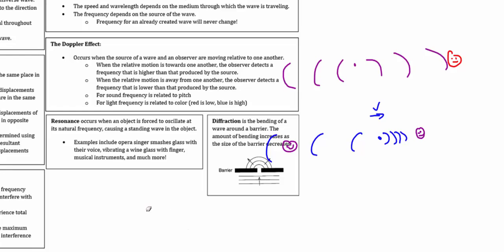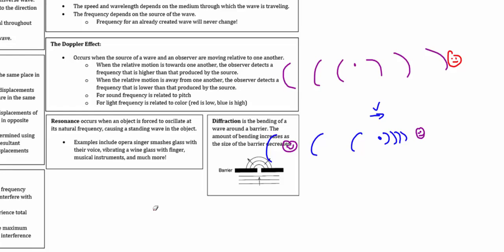Bottom line, what you need to know is if the relative distance is decreasing, or another way of thinking about it is if the source and the observer are moving towards each other, the frequency pitch goes higher, and if they're moving away from each other or the distance between them is increasing, the pitch gets lower. Pitch and frequency are interchangeable words for sound. Color and frequency are interchangeable for light.